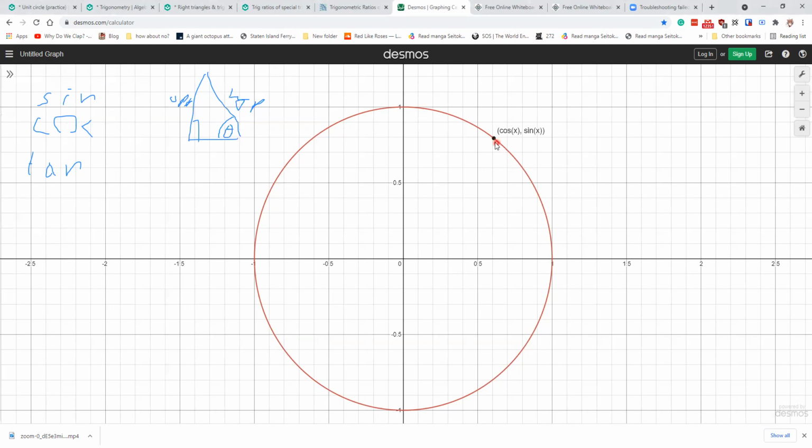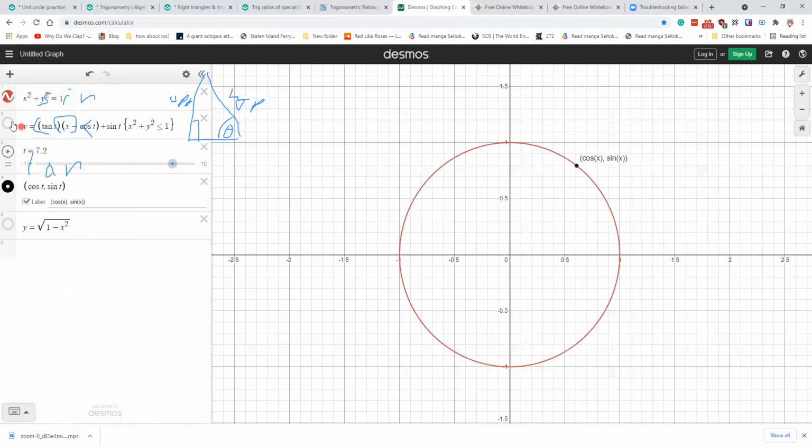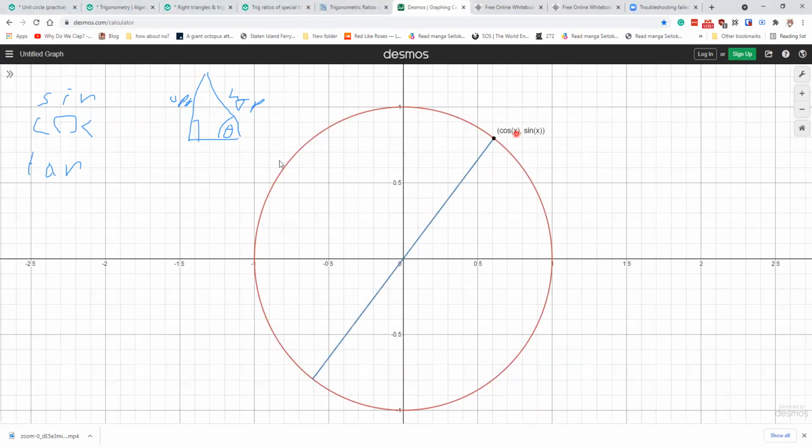One thing to note is that this point right here has the coordinates cosine of x and sine of x, where x is just this angle right here. And so this is our other definition of cosine and sine. The cosine equals the x coordinate, and the sine equals the y coordinate.